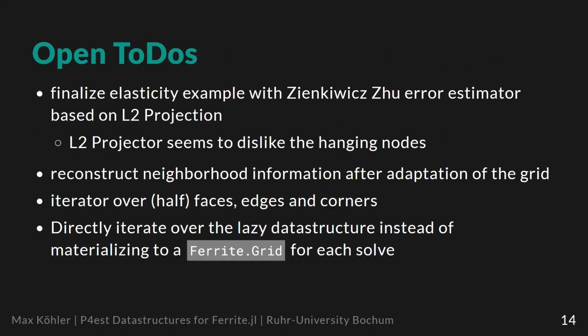Yeah. So some open to-dos that I also want to tackle at the hackathon. In the beginning, you saw an elasticity example which is already somewhat functional. The problem is that in the L2 projection, there seems to be an issue with the hanging nodes and how to constrain them. And other than that, there is a lot of work regarding reconstructing topological information from the lazy approach. And yeah, I think that's more or less what I wanted to say.